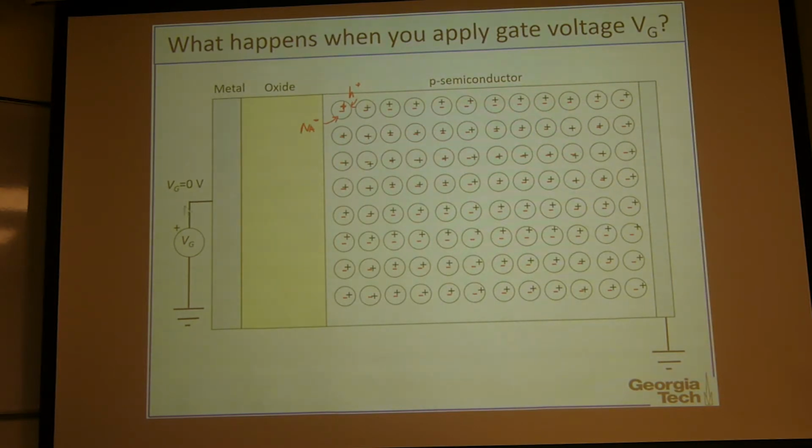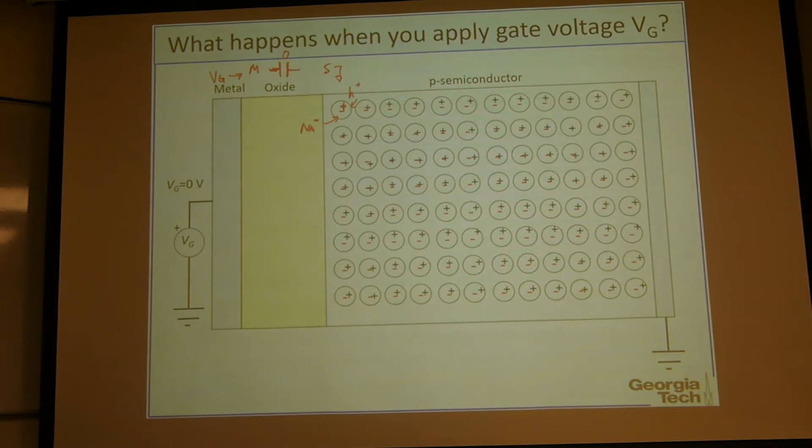And then let's say this is the MOS structure. So we draw it horizontally. Previously we drew it vertically, but now let's draw it horizontally. This is metal, oxide, and this is the silicon semiconductor. So then we apply the gate voltage to the metal, and then let's ground the silicon substrate like this.